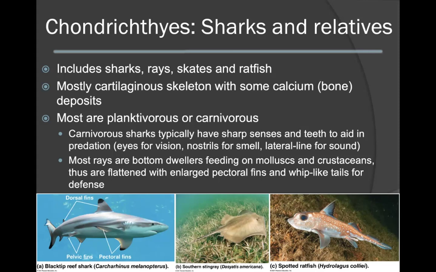Most of these animals are planktivorous, feeding on plankton in the aquatic environment, or they may be carnivorous and consume other animals. Carnivorous sharks typically have sharp senses and teeth to aid in predation. This means they have sharp eyes for vision, nostrils for smell, and as well they have a lateral line for sound detection. Most rays are considered to be bottom-dwelling feeders and feed on mollusks and crustaceans. As a result, they tend to be flattened with enlarged pectoral fins and whip-like tails that they can use for defense purposes.